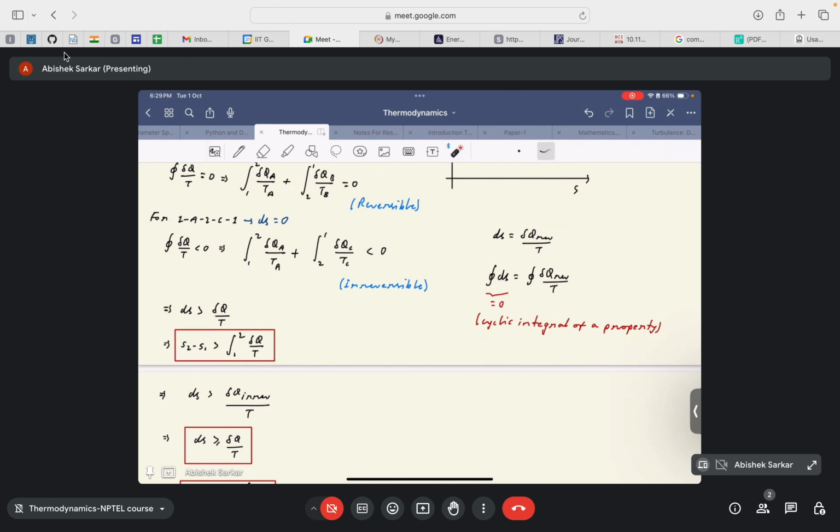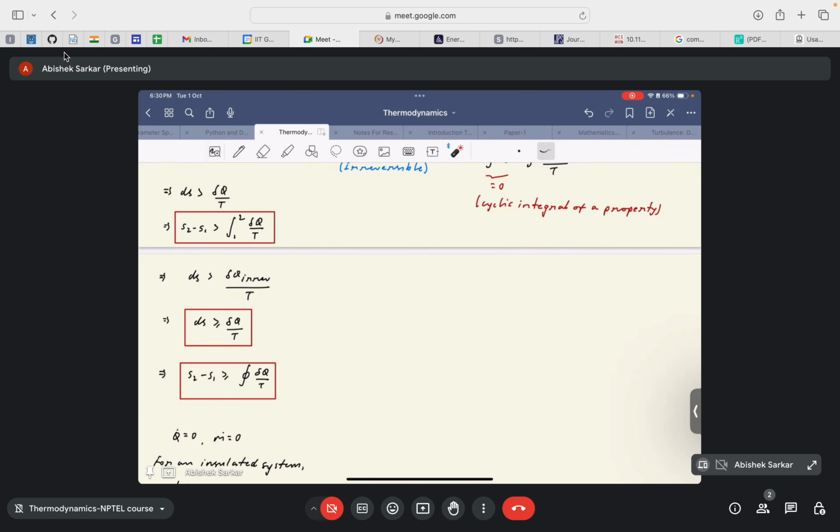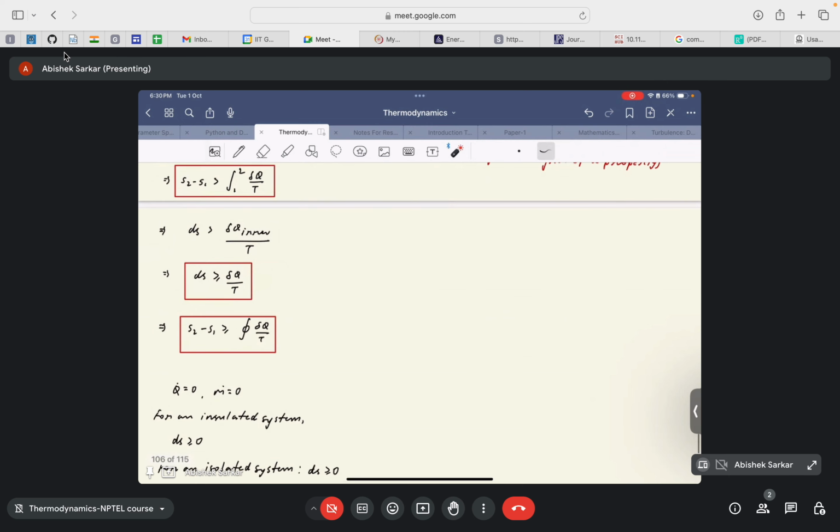Delta S can be denoted as S2 minus S1, the change in the entropy from point 1 to 2. It should be greater than the integral of delta Q by T from 1 to 2. So we have that dS is greater than delta Q reversible by T. Here we have explicitly mentioned that it's for a reversible process, so in general we will have delta S greater than or equal to delta Q by T, and it will be equal in the case of a reversible process only. That's how we distinguish between a reversible and irreversible process.